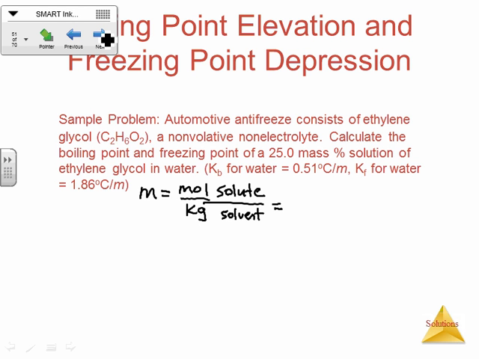Okay, let's assume that we have 100 grams of the solution, and then we can work from there. If we have 100 grams of the solution, that means we've got 25.0 grams of the ethylene glycol, C2H6O2. And we need moles of that, so let's change that into moles.